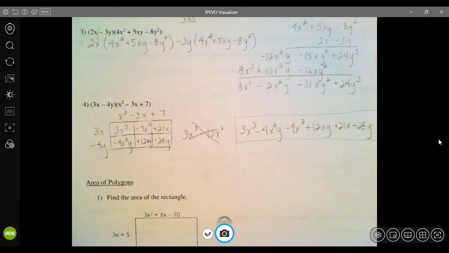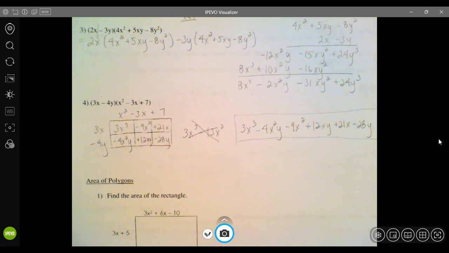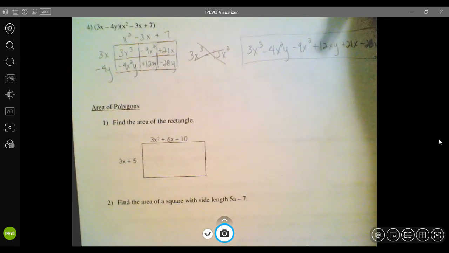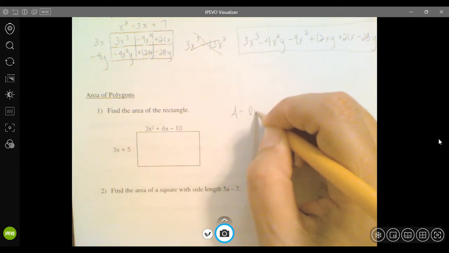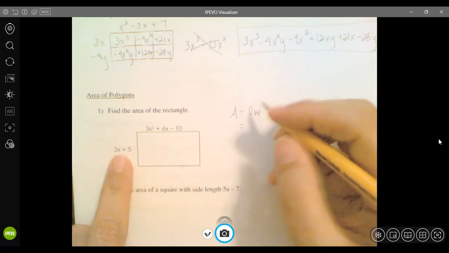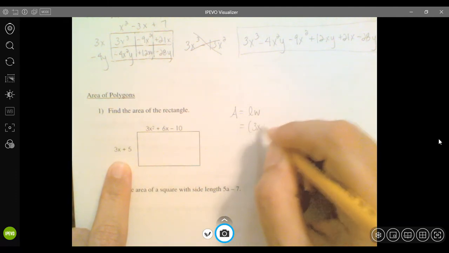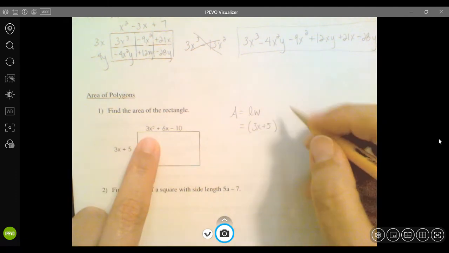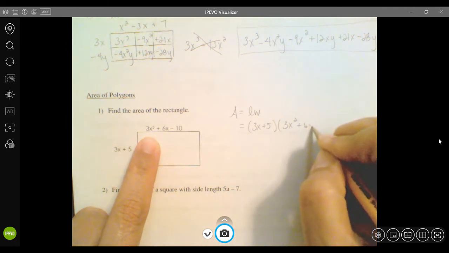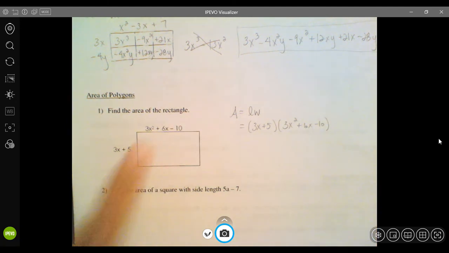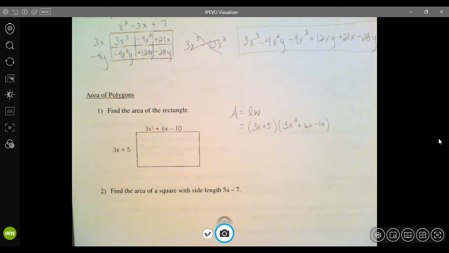Okay. All right, find the area of the rectangle. How do you find area? That's easy. The formula for area is the length times the width. So my length here is 3x plus 5. And my width is 3x squared plus 6x minus 10. And again, it really doesn't matter which one goes first as long as they all get multiplied.